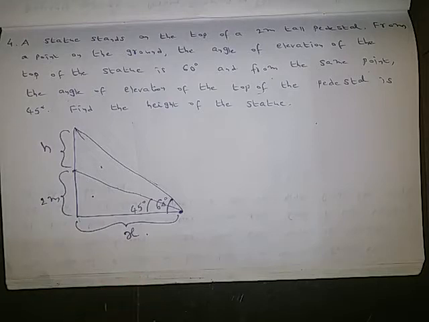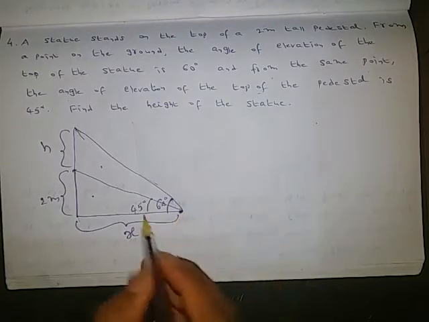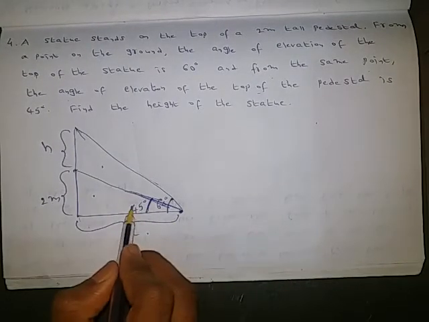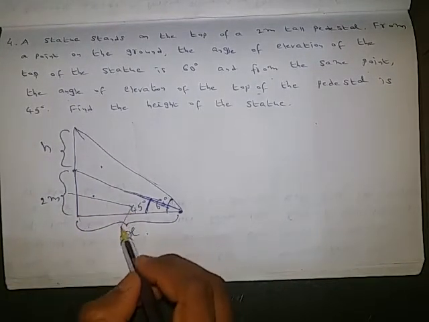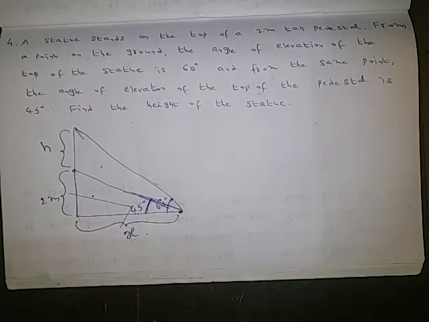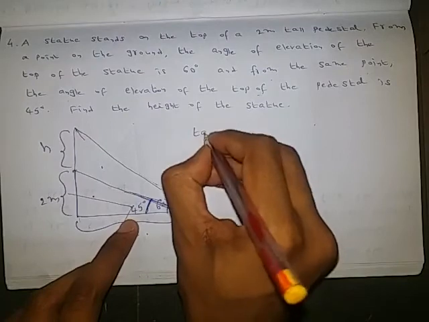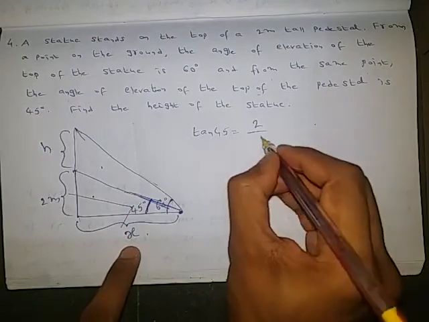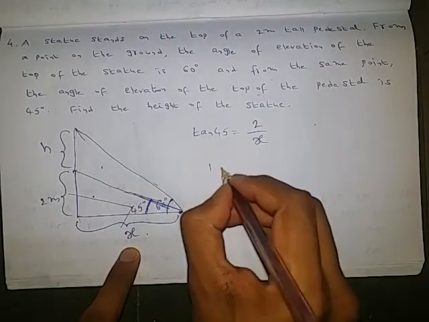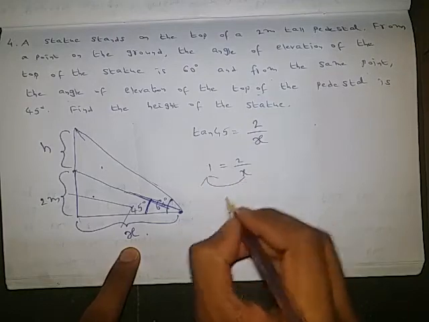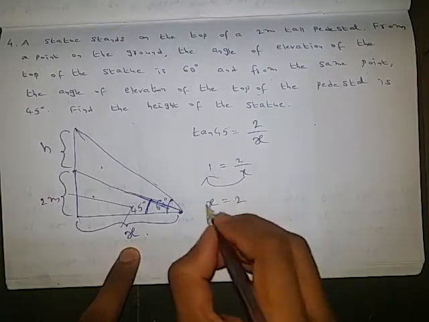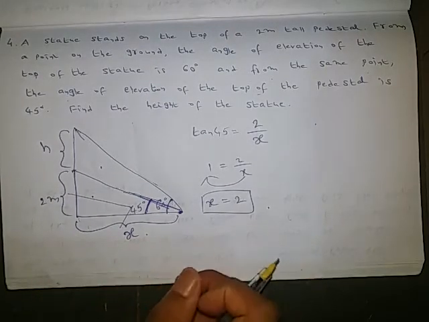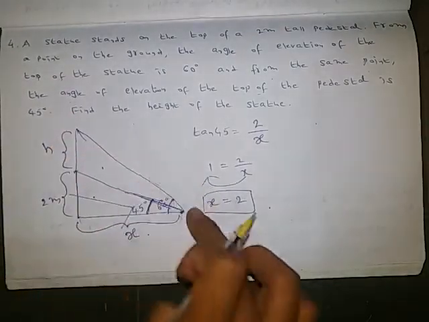If we observe the smaller triangle perfectly, this smaller triangle contains only 45 degrees. So we have the side opposite to this angle and adjacent to this angle, so we need to take tan. I will apply tan 45. Tan 45 equals opposite, which is 2, divided by adjacent, which is x. Tan 45 is 1, which equals 2 by x. Taking x that side, x into 1, x equals 2. It means this base is 2 meters.